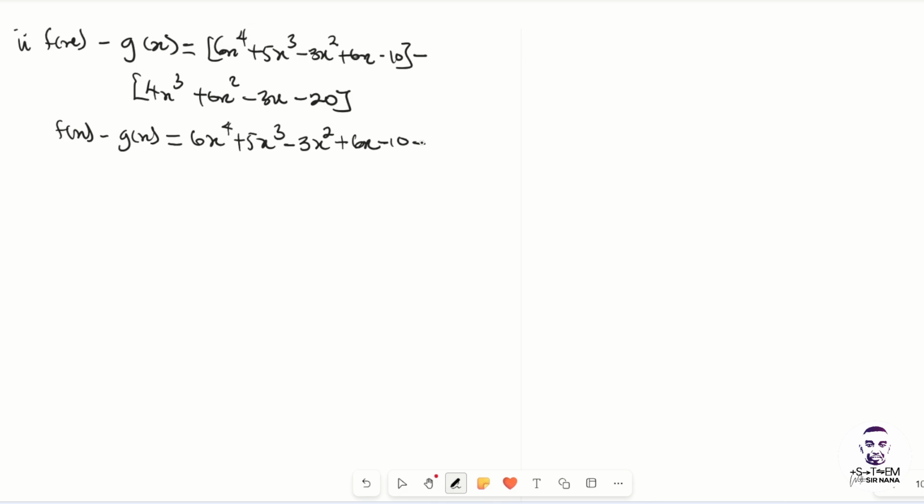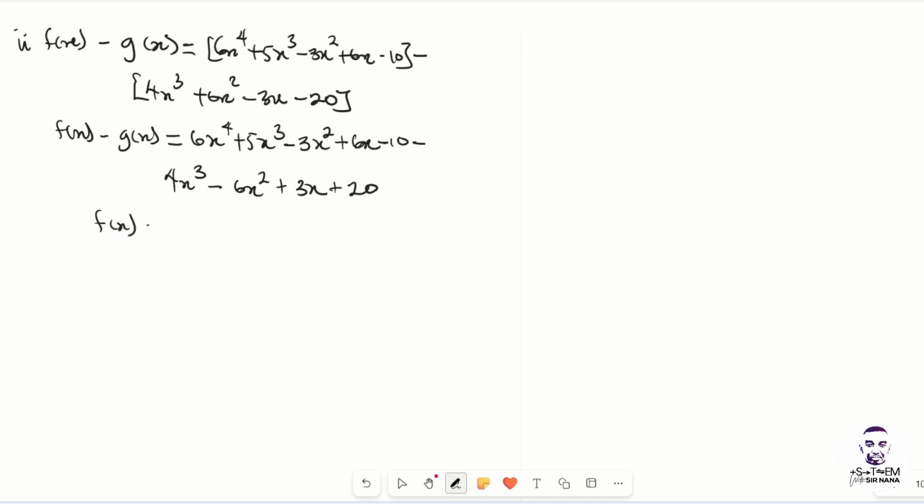So it means that we have minus 4x cubed, right? Negative and positive gives us negative 6x squared. Negative and negative gives us positive 3x, and then negative and negative gives us positive 20. Now we'll group like terms.